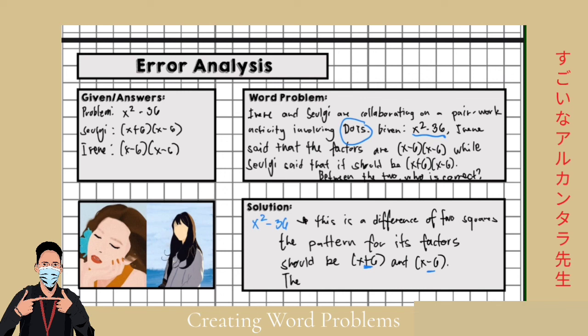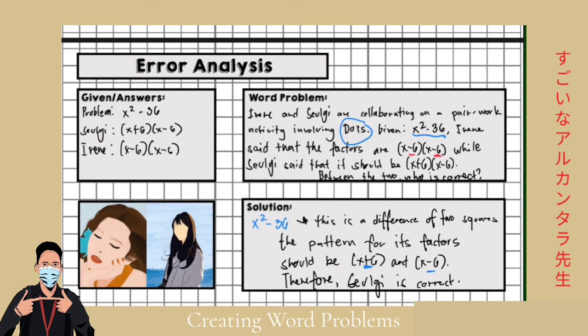So therefore, if it's an error analysis, you point out who is correct. Therefore, Sugi is correct. So in error analysis also, the beauty in that is you can make use of the answer in the perspective of the one who got it incorrectly. So here, my answer is in relation to Sugi, but you can have an answer in relation to Irene. Like, since the pattern should be positive, negative, Irene is wrong because she gave both negative for the factors, as you can see here with negative 6 and negative 6, or minus 6 and minus 6.